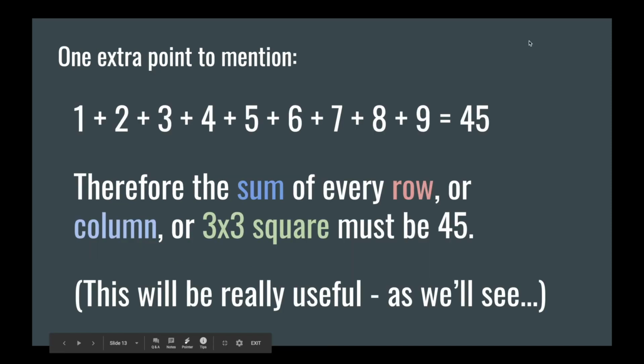There's one last point to mention. Now, this may be really obvious to some of you, but some people don't get it immediately, so it's definitely worth explaining. If you take all of the numbers from 1 to 9 and add them up, you get 45. Therefore, the sum of every row, of every column, and of every 3 by 3 square must be 45. Now that may seem really obvious and not very helpful right now, but this will be really useful, as we'll see in just a moment.